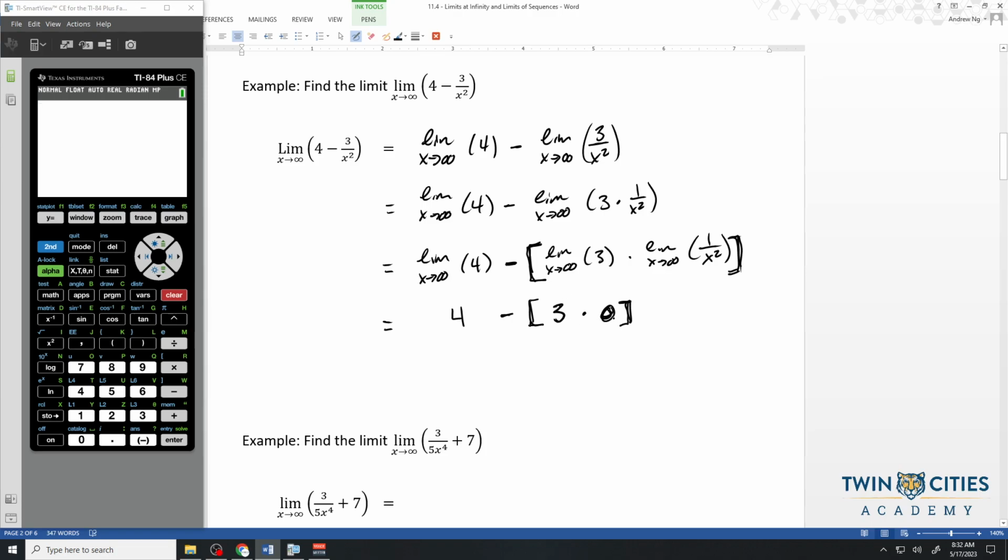Well, 3 times 0 is just 0, so this is 4 minus 0, or just 4. The limit as x approaches infinity of 4 minus 3 over x squared is 4.